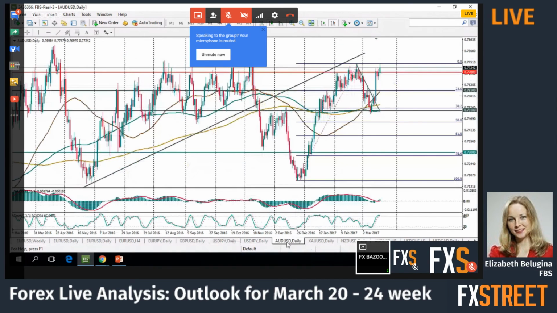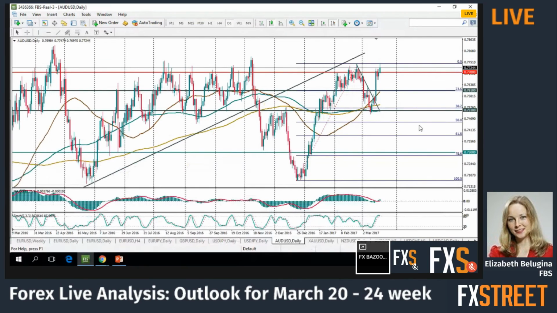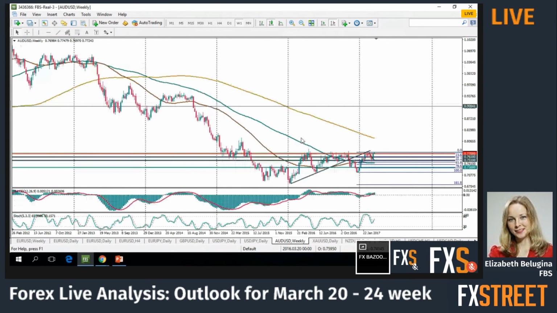Let's have a look at the Australian dollar, US dollar. Of course, the weakness of the US dollar led to the appreciation of the Australian dollar and other commodity currencies versus the greenback as well. The pair Australian dollar, US dollar has reached February highs in the area of 0.7750, but we can see that this is the area of long-term resistance for the pair.